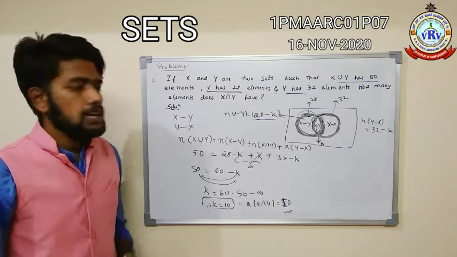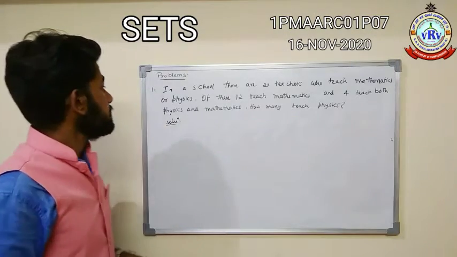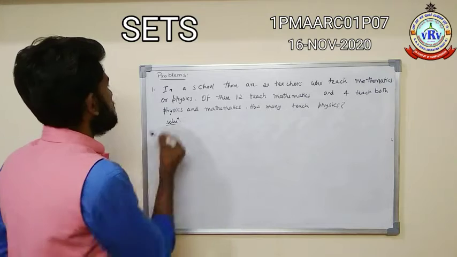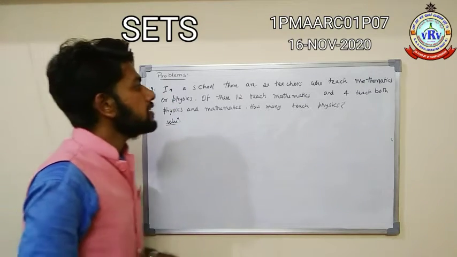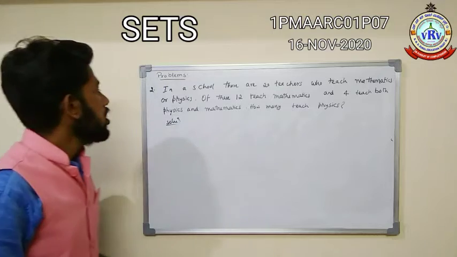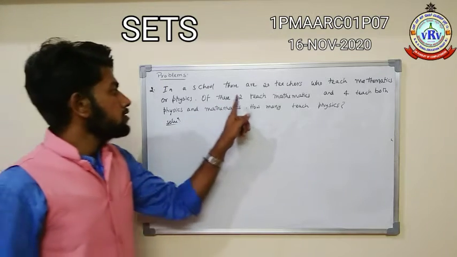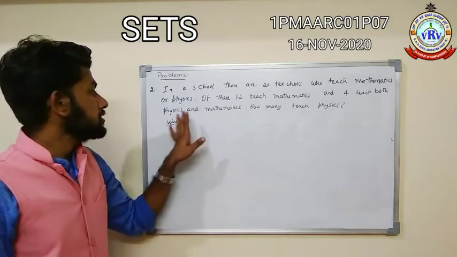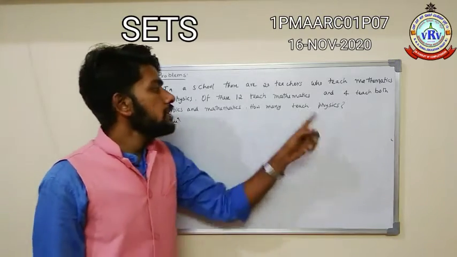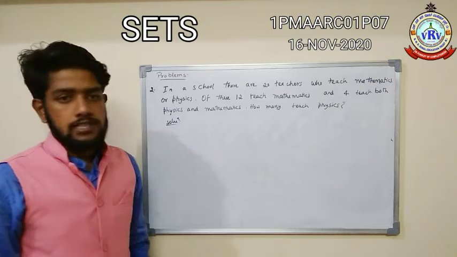Next we will see the second problem. In a school, there are 20 teachers who teach mathematics or physics. Of these, 12 teach mathematics and 4 teach both physics and mathematics. Then how many will teach physics?